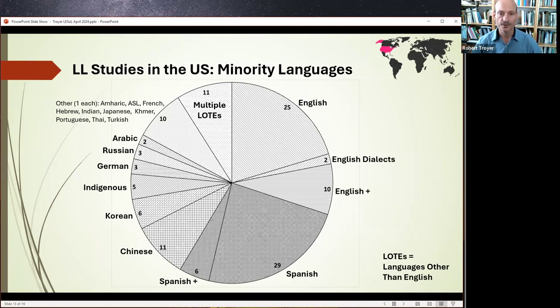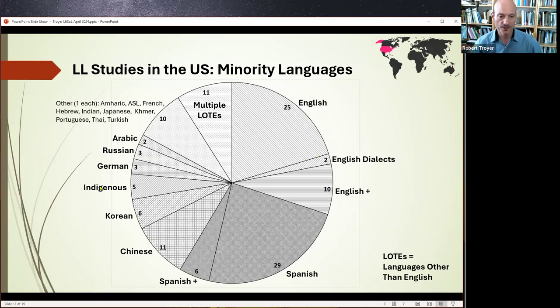Right now, the United States is the second most populous Spanish-speaking country in the world. Only Mexico has more Spanish speakers than the United States. We have slightly more than Colombia, and that's far more even than in Spain. So the presence of Spanish in linguistic landscape studies is a reflection of the multilingual aspect of the U.S.